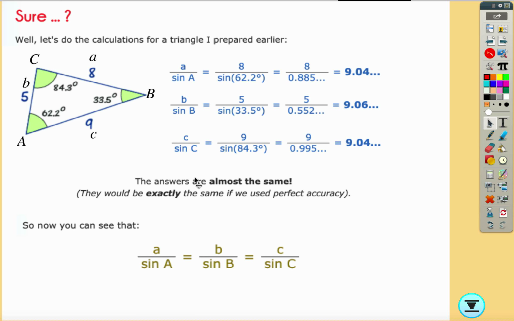Now the answers are almost the same. I know you're thinking, well, these are all supposed to be equal. Well, don't worry. They would be exactly the same if we had used perfect accuracy. But I did not use perfect accuracy when I was simplifying here. In fact, neither did my calculator, because even my calculator is going to make an approximation, but they are equivalent. And this is how we can see that the law of sines is true. Little a divided by the sine of A is equal to little b divided by the sine of B, which is also equal to little c divided by the sine of C. The law of sines.